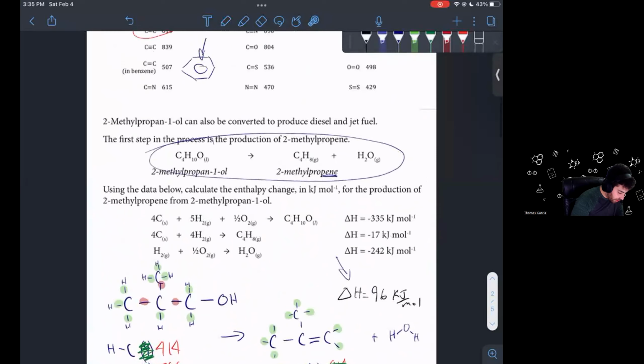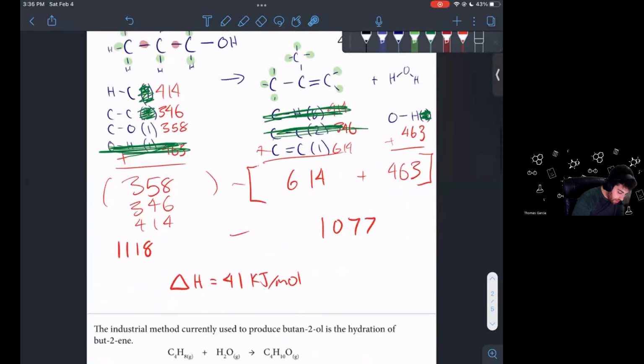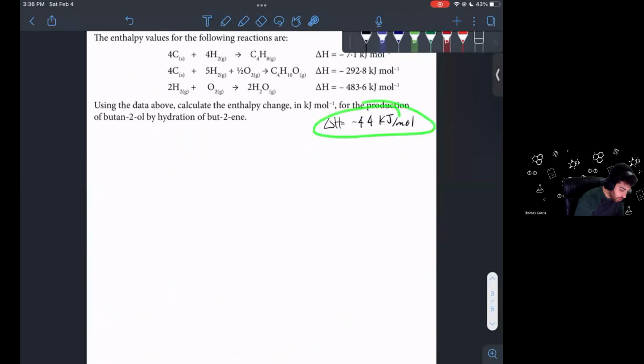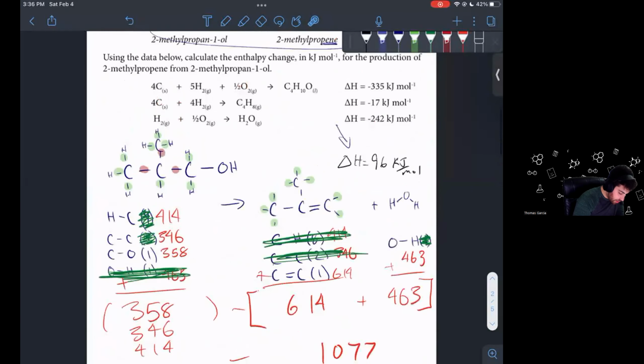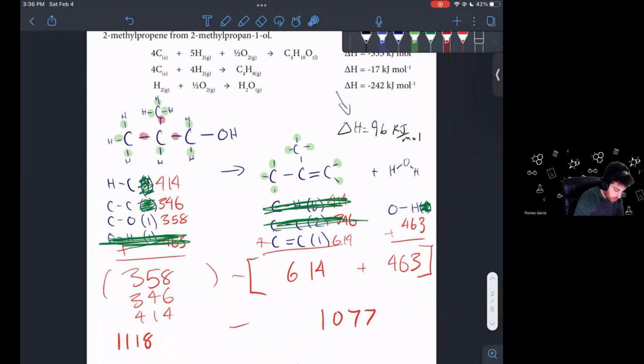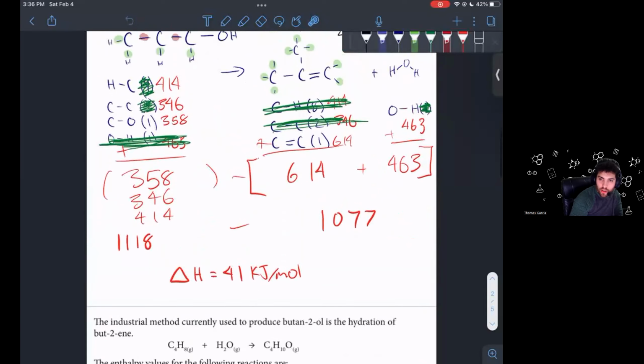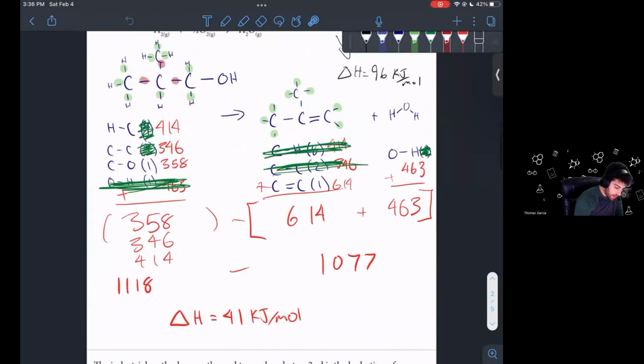I'll go through and just double check, because I know another one of these turned out even closer. But let me go back and check. When I check, I still got my original answer of 96 kilojoules per mole versus our new current answer, 41 kilojoules per mole. And the question might be, well, why the discrepancy? It's pretty close. It's within the same order of magnitude, but it's understandable that there would be a discrepancy.